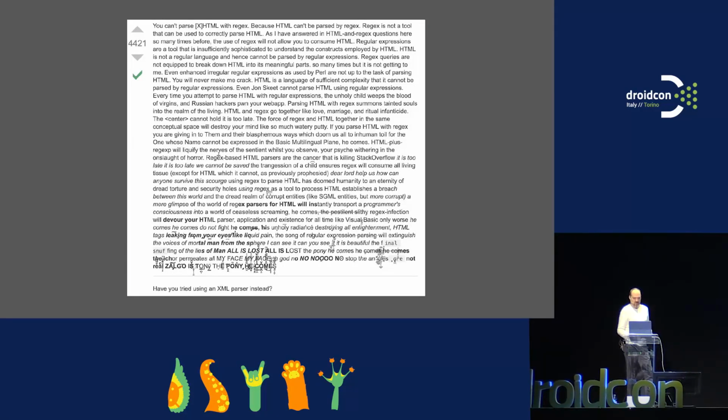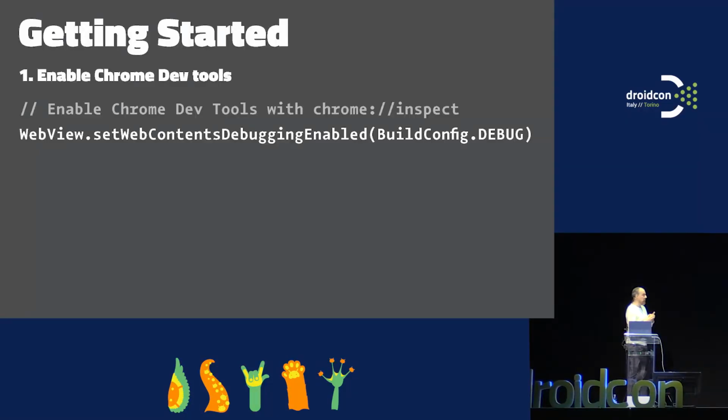Okay, moving on. So how do you get started with working with web views? The first line you're going to write is this one: WebView set web content debugging enabled, and you pass in the BuildConfig debug parameter. This means that you can now use Chrome dev tools to inspect the WebView content. You get the JavaScript console you can run stuff in. You can see the network requests that the WebView does.